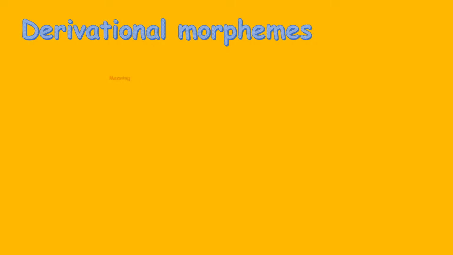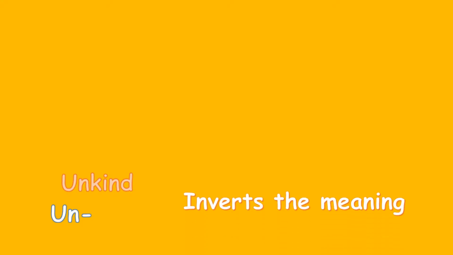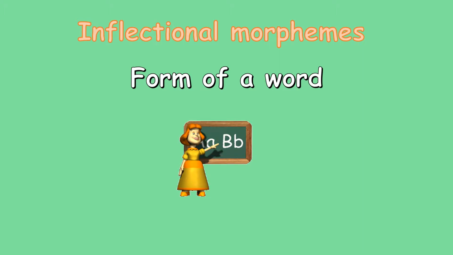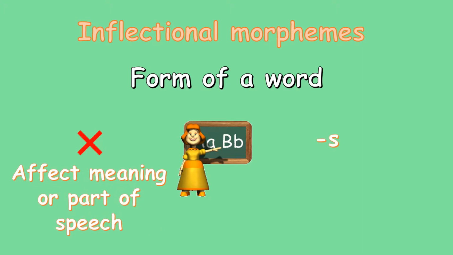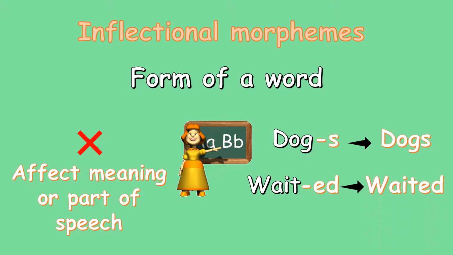Derivational morphemes change the meaning or the part of speech of the word. For example, in the word happiness, the addition of the bound morpheme -ness to the root happy changes the word from an adjective to a noun. In the word unkind, un- functions as a derivational morpheme, for it inverts the meaning of the word formed by the root kind. Inflectional morphemes modify the form of a word without affecting its meaning or part of speech. Examples are adding -s to the root dog to form dogs, and adding -ed to wait to form waited.